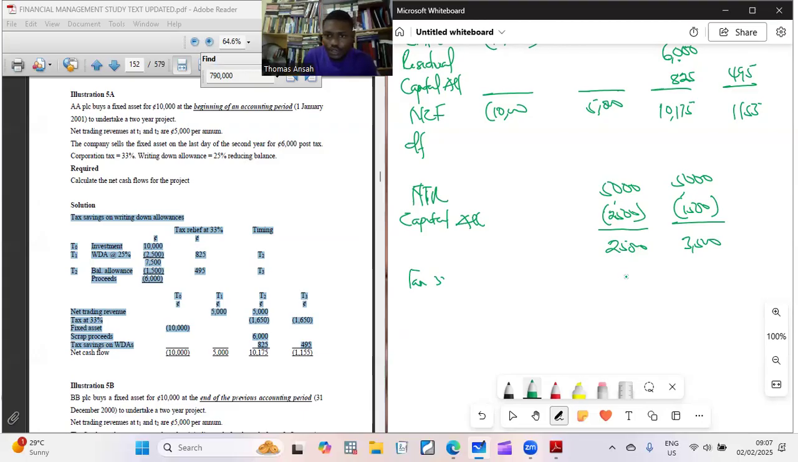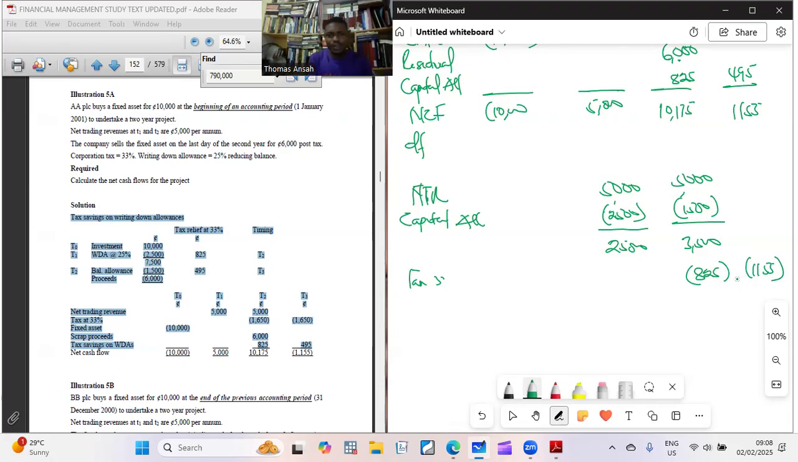And that gives you 825 as your tax. Of course, tax, we've said it's in arrears. So let's push it to the proper place: 825. And the same thing on 3,500 is 1155. So this is our tax. All right. That is that.